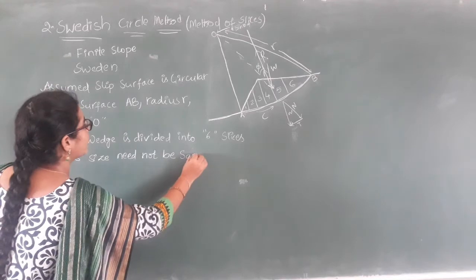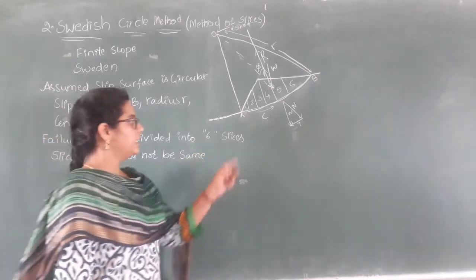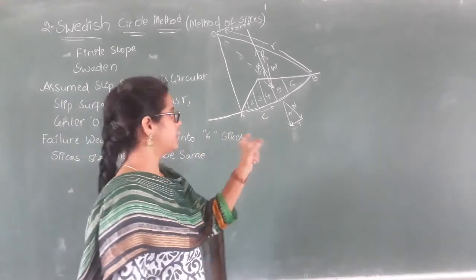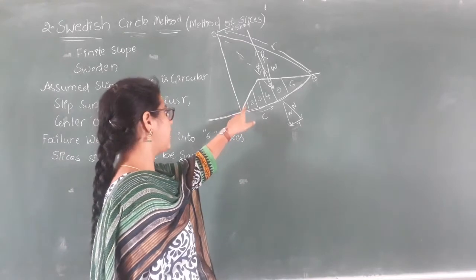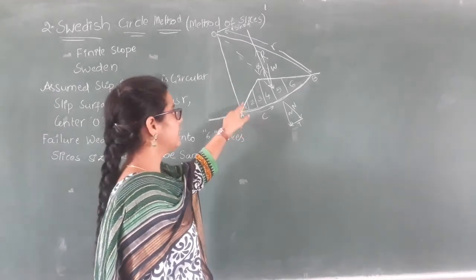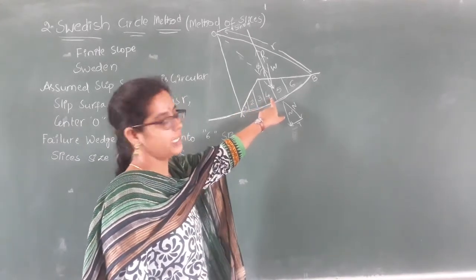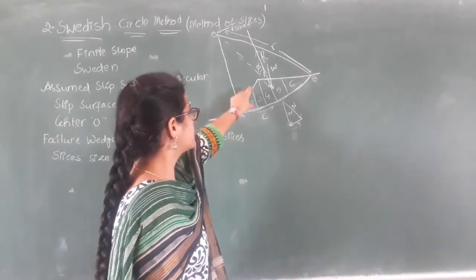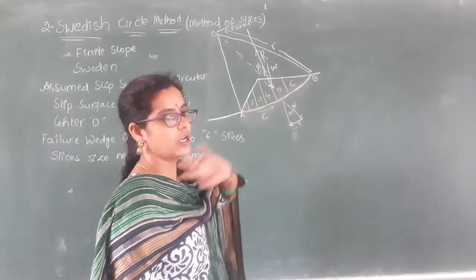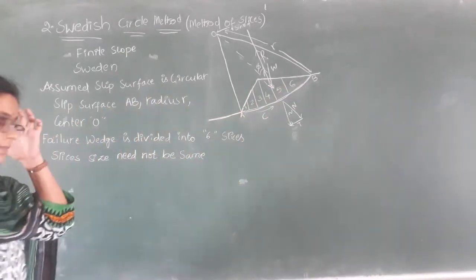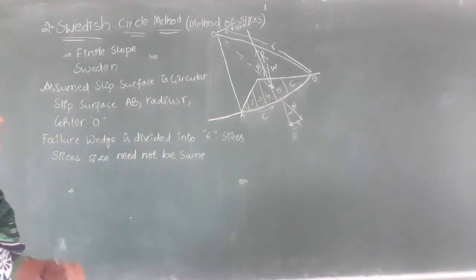It does not matter what the size of each slice is. If you compare the size of the first slice, it is less than the fourth slice, right? So the slice size is not the matter. It need not be the same.